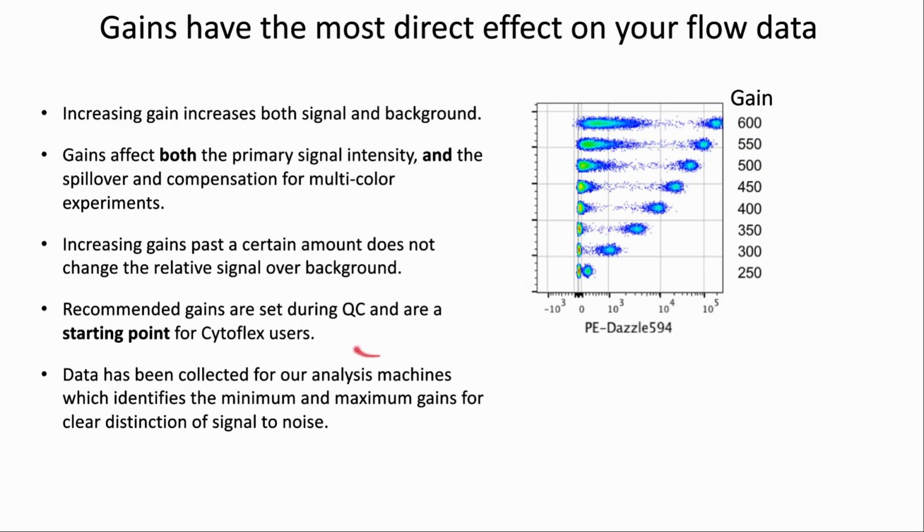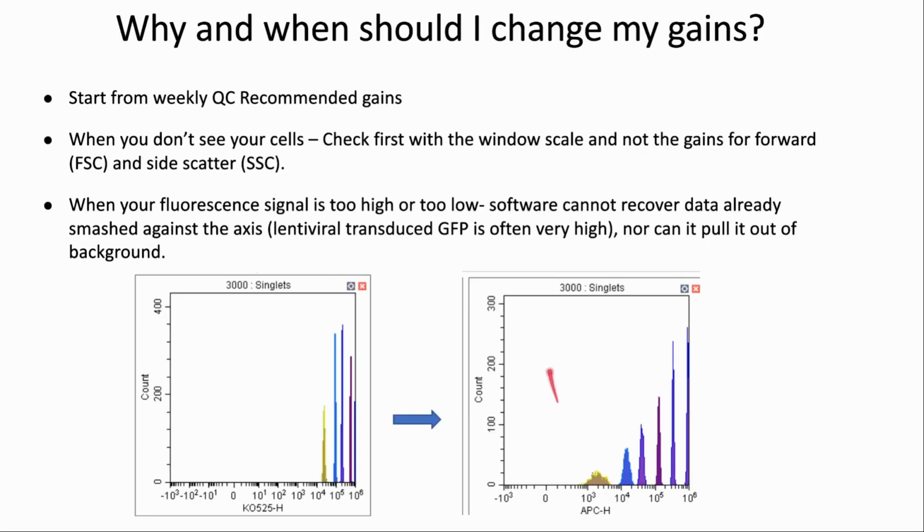Recommended gains are set during QC weekly and are a starting point for users of the Cytoflex instruments. These recommended gains have been programmed by the manufacturer to be the minimum gain needed to see a dim fluorescent marker above the background. Data has been collected for our two Cytoflex instruments, which identifies the minimum and maximum gains in order to clearly distinguish signal from noise. One of the questions which may intimidate users of the Cytoflex instruments is deciding why and when they should change their gains and how much they should change them.